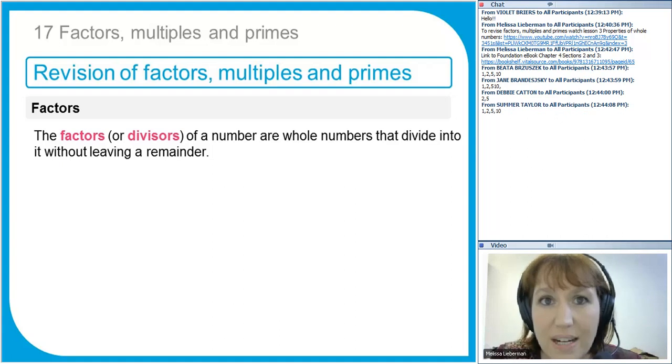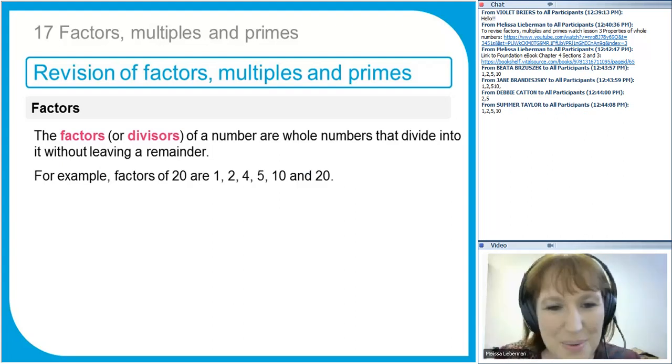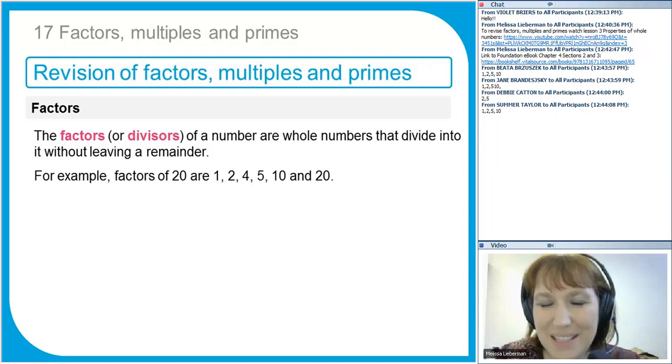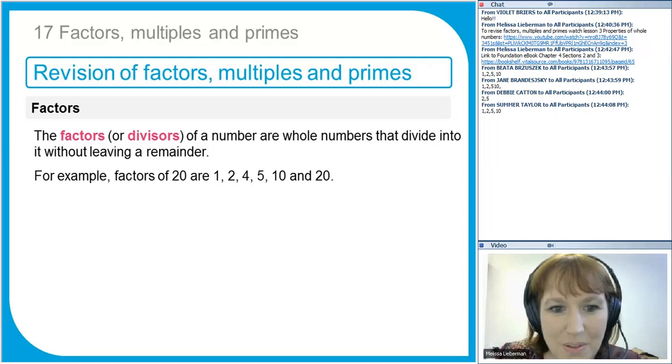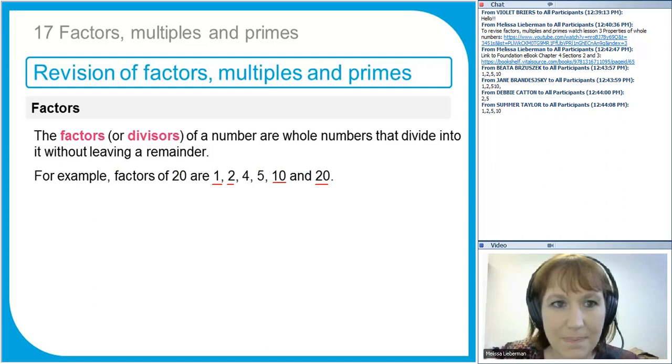Often, when you're writing the factors of a number, they go in pairs. So for example, 1 times 10 is 10, so that's 1 and 10, and then 2 times 5 is 10, so you could have 2 and 5. So often they go in pairs, and that helps you make sure that you've not missed any out. So perfect, Summer, Debbie and Jane, good. So here's another example. Factors of 20 are 1, 2, 4, 5, 10, and 20. And you can think of them in pairs because we've got 1 times 20 is 20, and then 2 times 10 is 20, and 4 times 5 is 20. So they're all the numbers that divide into 20 exactly.